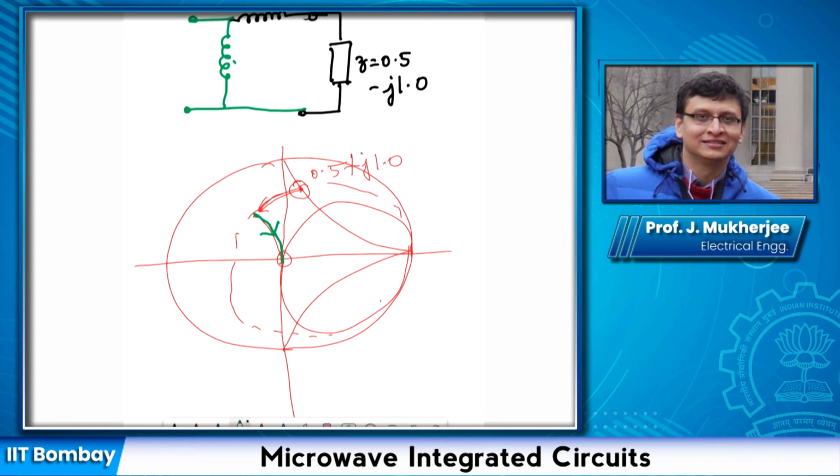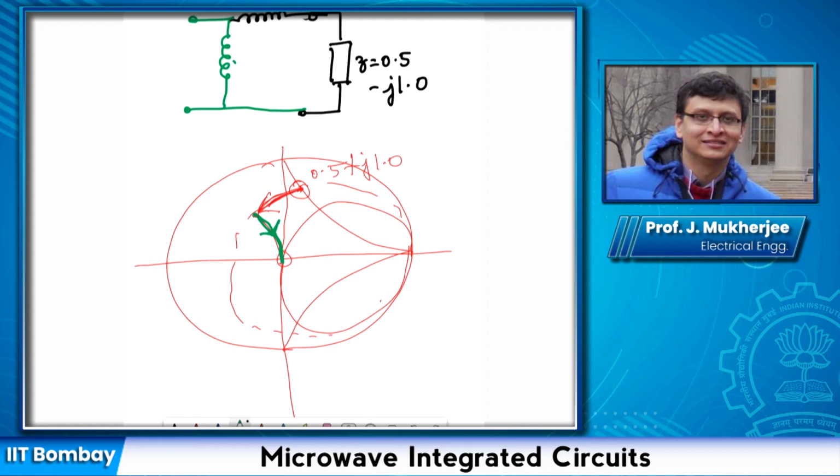So this part corresponds to a series impedance. Okay. This part corresponds to a shunt admittance. Okay. Now, what is the value of this series element?